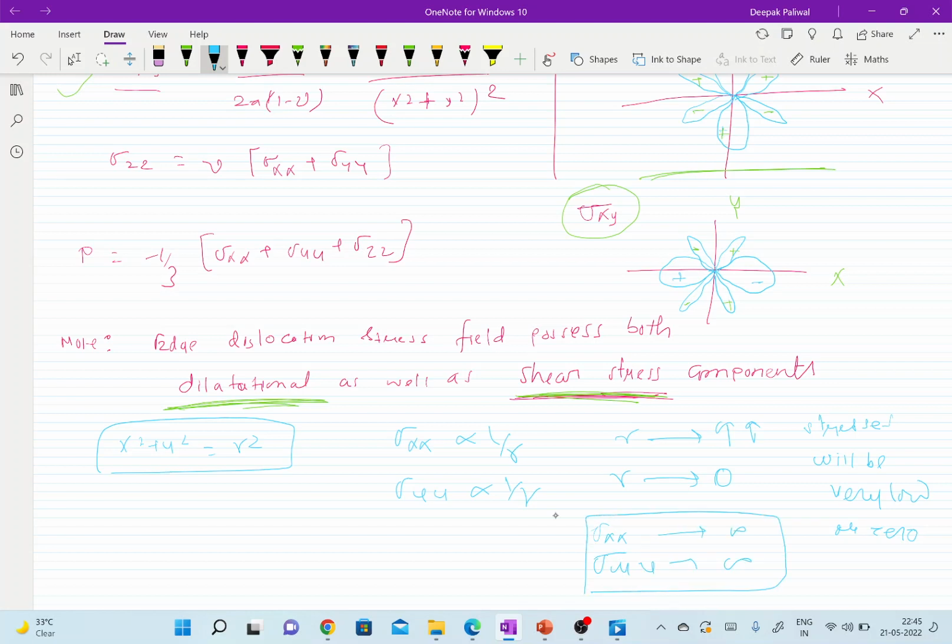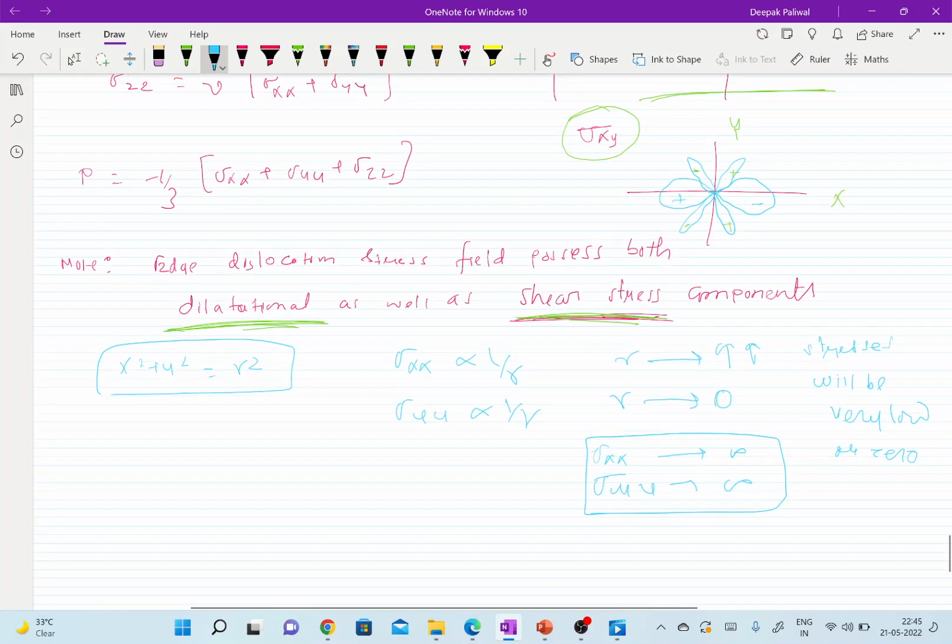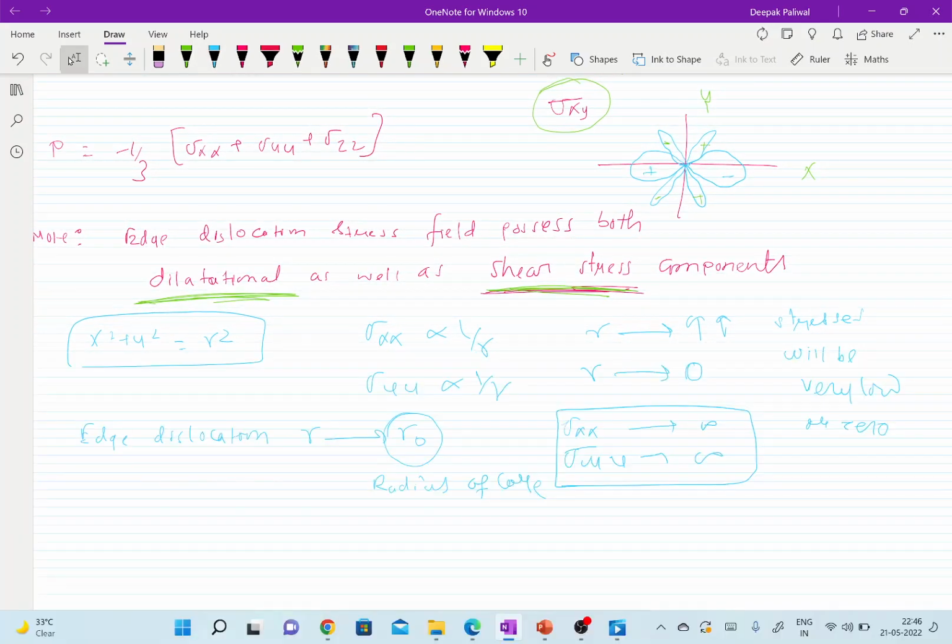So what does it mean? Again for edge dislocation, for radius r to r naught, this is the radius of the core. So when the radius is less than r naught, this is the region of dislocation core where elasticity assumptions are not valid. That is similar to the case with the screw dislocation.